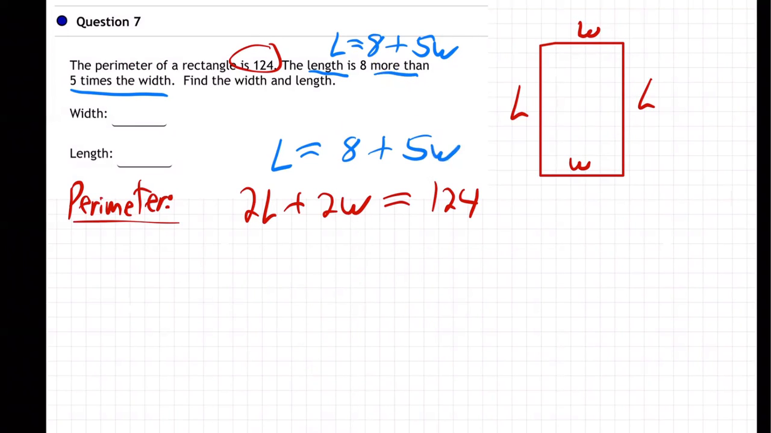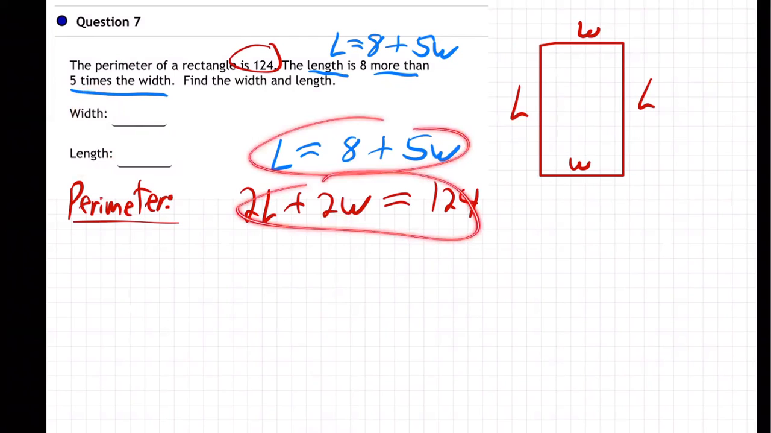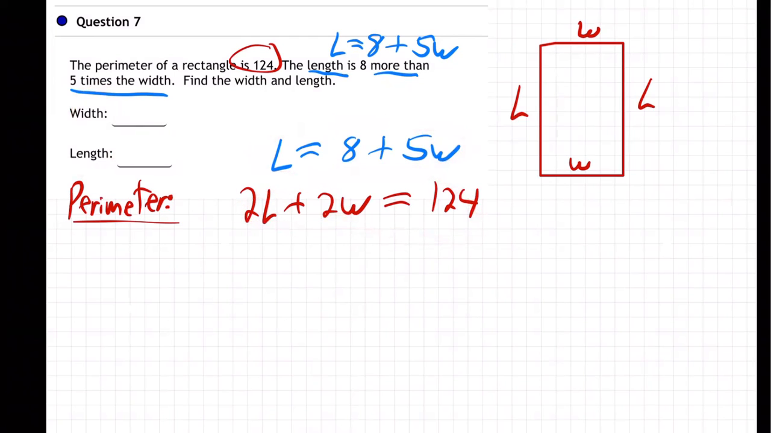So notice whenever you have 2 letters, we have width and length, L and W, you need 2 equations. 2 letters require 2 equations. We have 2 equations. So now what are we going to do? Remember what we learned to do with these? You plug one of them into the other. So I'm going to take L equals 8 plus 5W and plug it in for L, because it says length equals 8 plus 5W. So wherever you see L, you're free to replace it with 8 plus 5W.